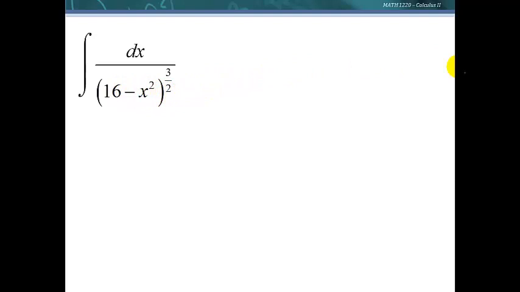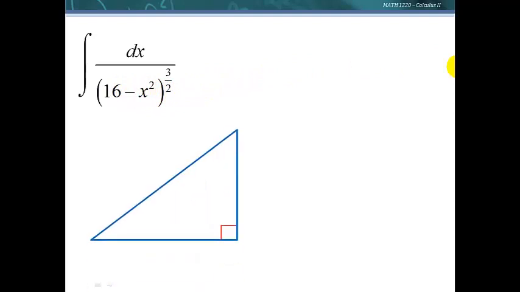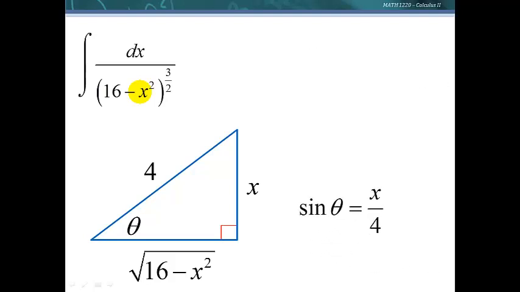And so we're going to draw a right triangle. We are going to label the hypotenuse 4, because 4 squared will give us this 16. We're going to label this side x, and then the other side would be the square root of 16 minus x squared. So if this is theta, we know that sine theta is going to be opposite over hypotenuse. We could multiply both sides by 4, and we would have our substitution, x being 4 sine theta.